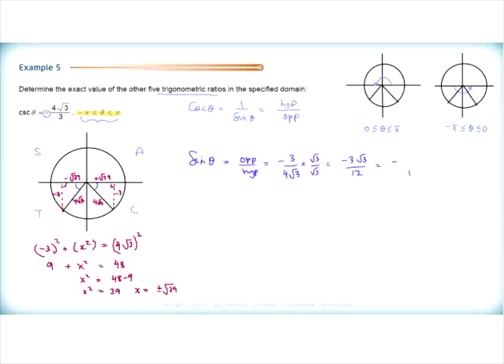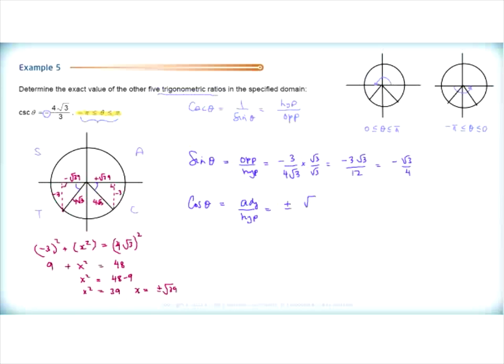Cosine theta. Cosine theta is equal to the adjacent side over the hypotenuse. Now, think about cosine. Cosine is both positive and negative in these two quadrants. So we're going to be looking for two answers, a positive answer and a negative answer. And that makes sense because cosine is adjacent over hypotenuse. In this quadrant, we get a positive answer for cosine. In this quadrant, we get a negative answer for cosine. So it's going to be plus or minus, because again, cosine in these two quadrants are both positive and negative.